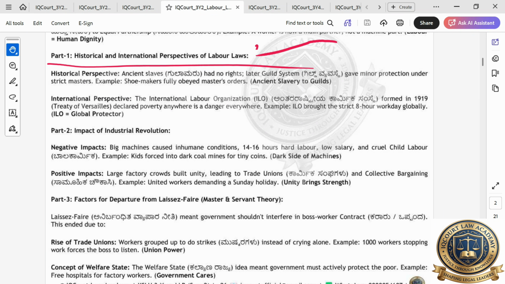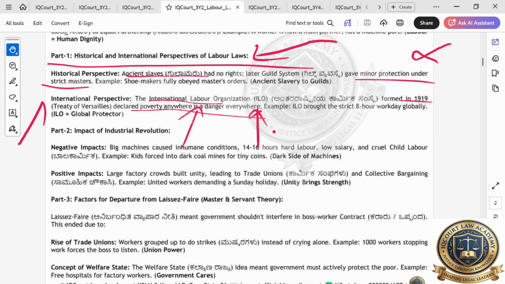Historical international perspective on labor. Ancient slaves had no rights. Later the guild system gave major protection under the strict masters. International perspective: ILO, formed 1919, declared that poverty anywhere is a danger everywhere. Very simple, just a 1-line explanation for everything.